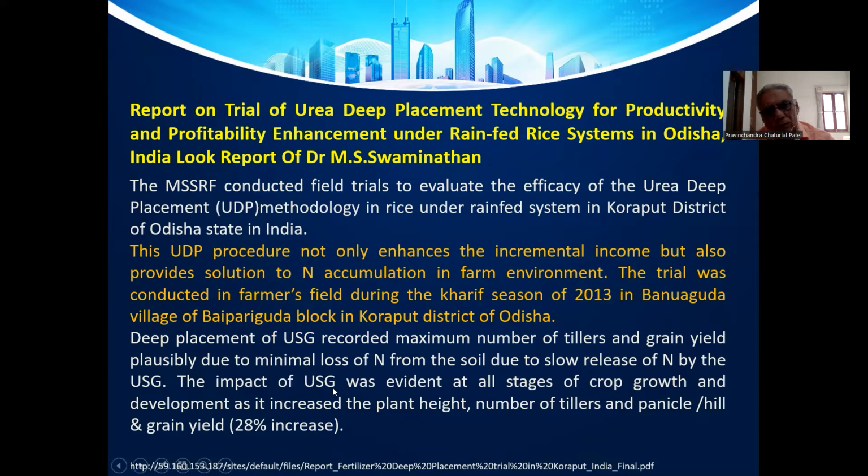The impact of urea supergranules was evident at all stages of crop growth and development, as it increased the plant height, number of tillers and panicles per hill, and grain yield by 25%. Actually, a 28% increase. You can see here, when you use deep placement of USG, urea supergranules, there is a very good increase in the grain yield of rice, 28%.